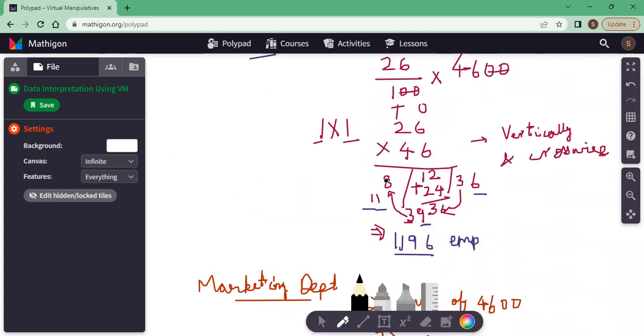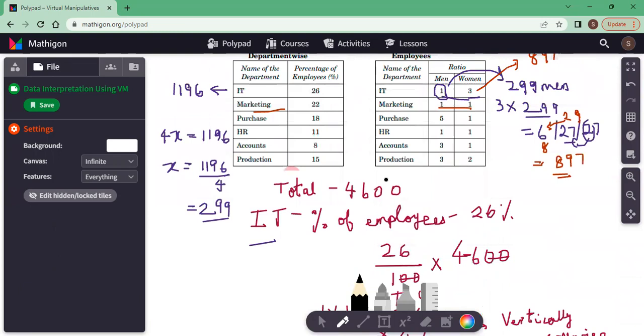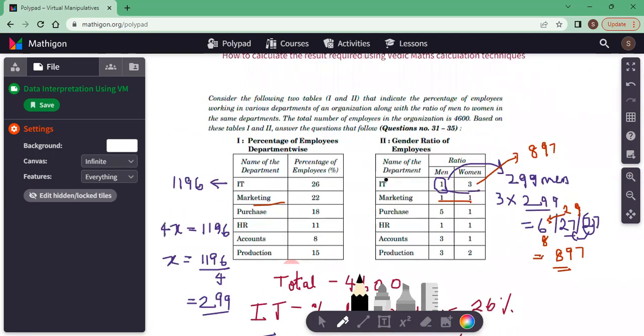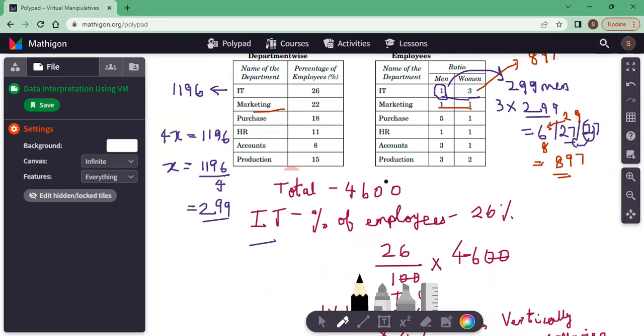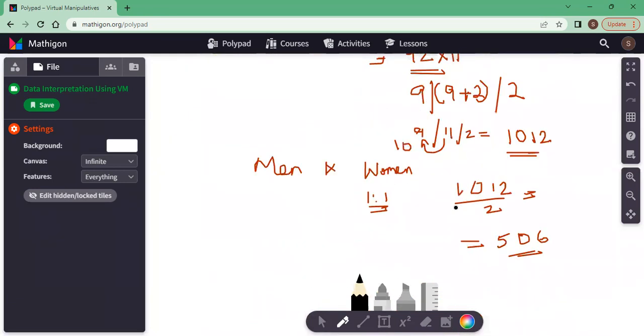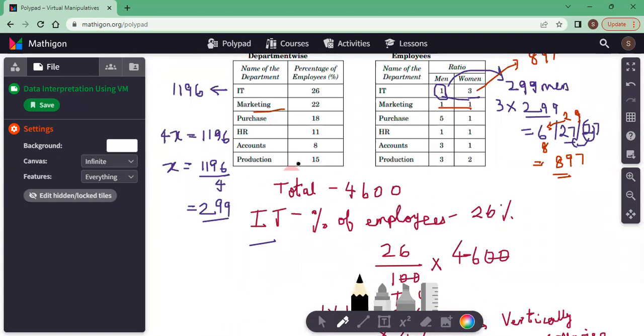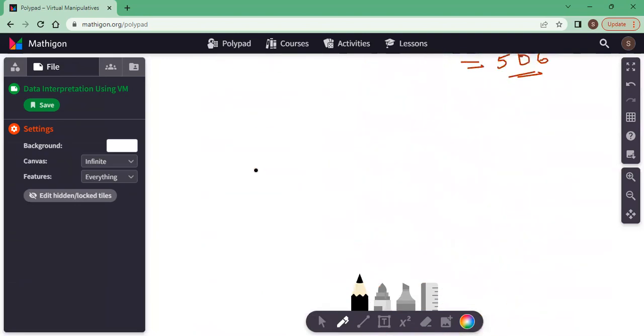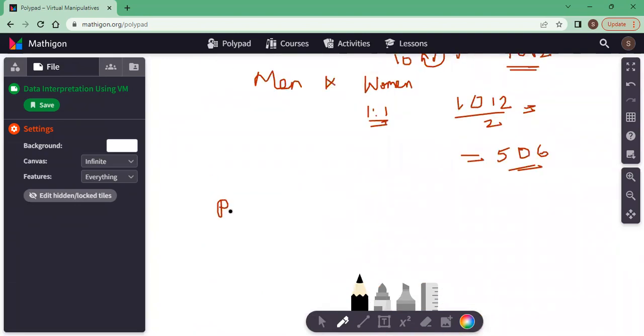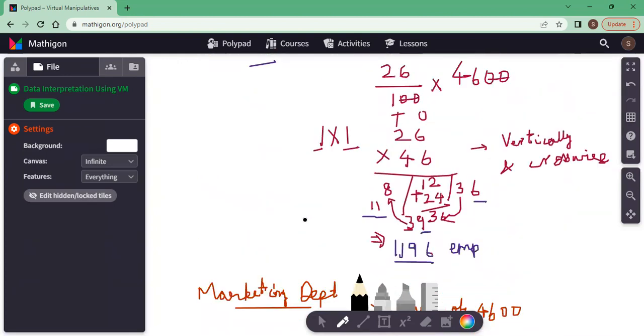So we have found out the number of employees working in the IT department, the number of men and women working in the IT department, and also the number of men and women working in the marketing department as well. Now there are 4 more departments: purchase, HR, accounts, and production. Now let us see the purchase department.